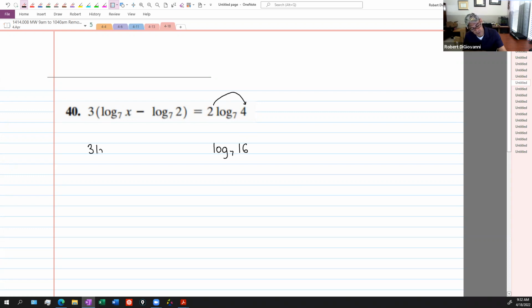I first have to distribute the 3 to both logs. And then I can push the 3 up. So this becomes log base 7 of x cubed minus log base 7 of 2 cubed, but 2 cubed is 8. And that must equal log base 7 of 16. We good?